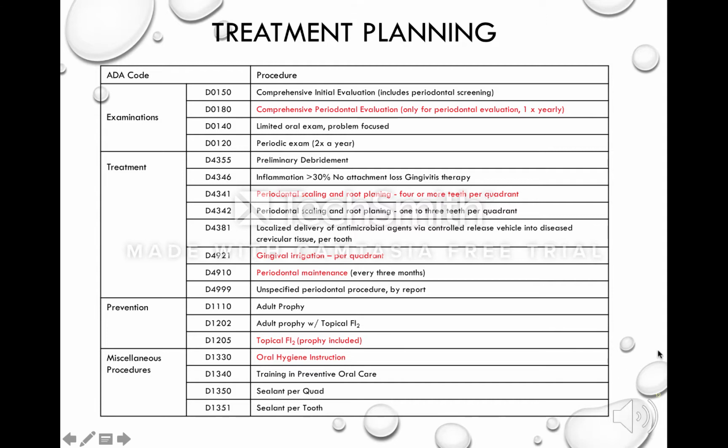Our treatment planning would include a comprehensive periodontal evaluation, periodontal scaling and root planing for 4 or more teeth per quadrant, gingival irrigation, periodontal maintenance, fluoride application, and oral hygiene instruction.